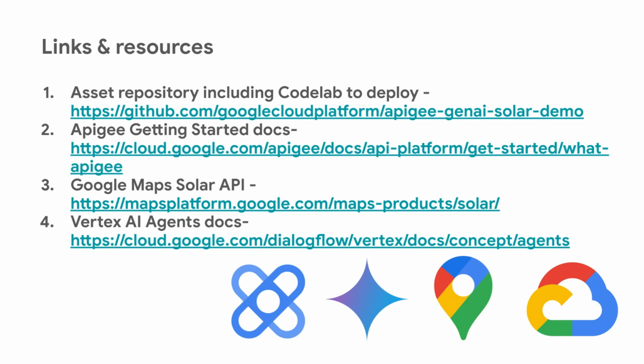So with that, we've concluded the demo and lab using Vertex AI agents and Apigee, to show you how we can easily offer different backend APIs like the Solar API to users through an API and also to agents in a very easy and managed way using these Google Cloud tools. So here are some links and resources that you can dig into. The repository is linked here. Getting started in Apigee is just a prerequisite, as well as taking a look at the Google Maps Solar API and the Vertex AI agent docs.